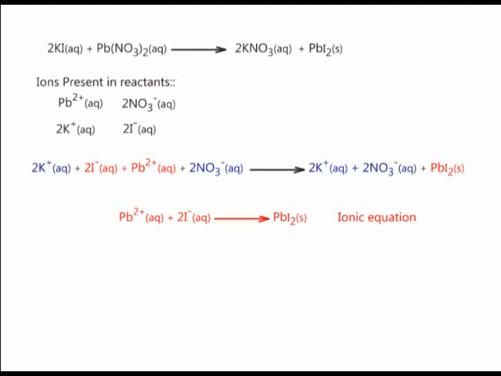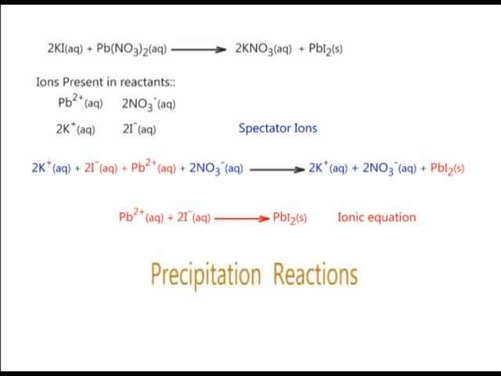Potassium and nitrate ions are in aqueous state at the beginning and at the end of the reaction. They remain unchanged throughout the reaction. The ions that remain unchanged during a chemical reaction are called spectator ions and are often omitted when writing ionic equations. Reactions in which solids are formed from aqueous solutions are called precipitation reactions. The solids formed are referred to as precipitates. Precipitation reactions are suitable for preparing insoluble salts.